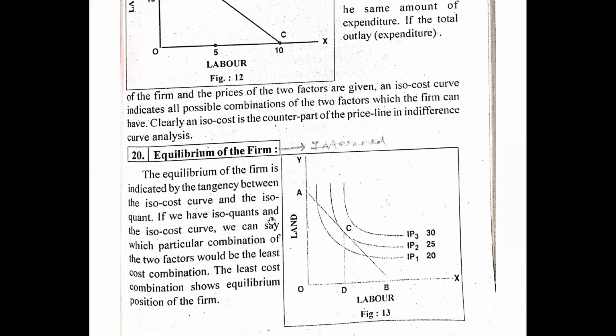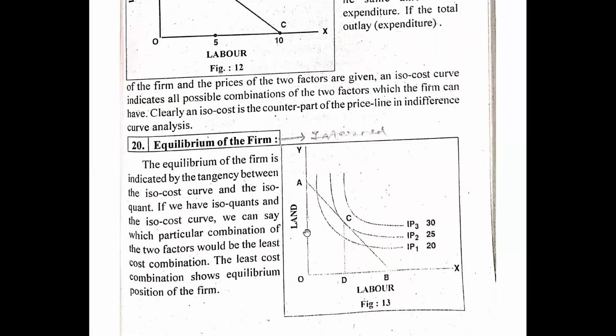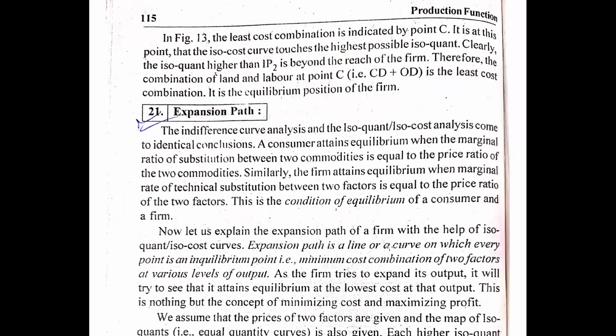If we have isoquants and the isocost curve, we can say which particular combination of the two factors would be the least cost combination. The least cost combination shows the equilibrium position of the firm. So guys, here we are given land on the y-axis and labor on the x-axis, and we are given the isocost curve and isoquant.